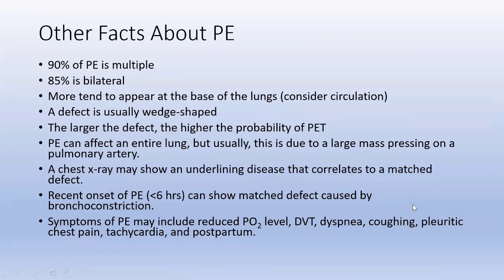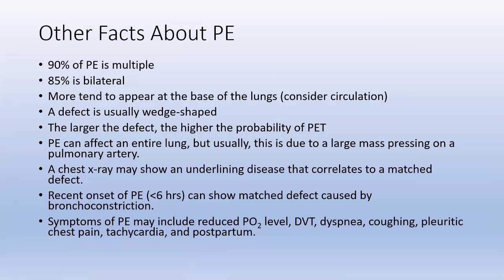So other facts about PE that you may or may not know. Generally speaking, 90% of the time, there is more than one, it's multiple. 85% of the time, they're bilateral. They tend to appear more at the base. Consider circulation. Patient sitting upright. Where's the circulation? It's more at the base. It tends to be that wedge-shaped defect as a general rule.